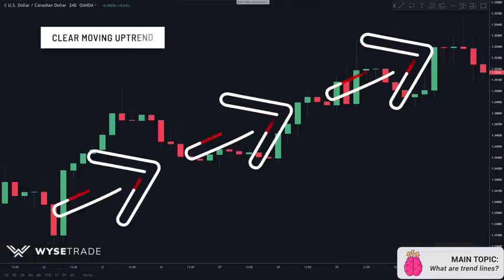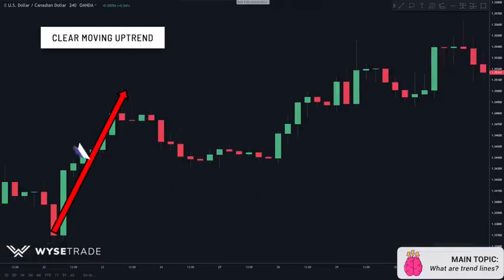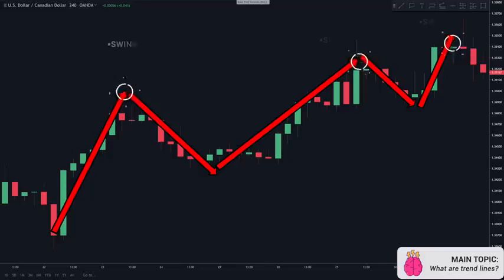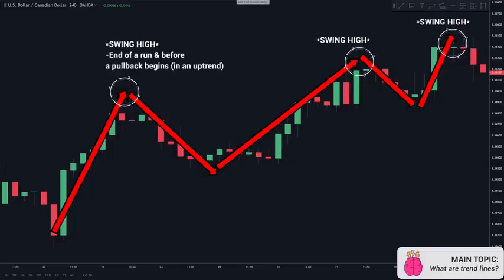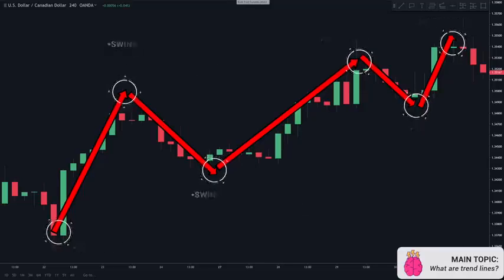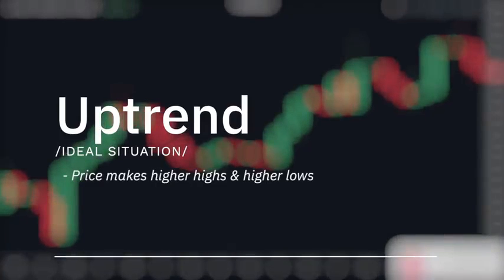Here we have a clear uptrend. We have a run, a pullback, a run, a pullback, and a run. At the top of each run, before the pullback begins, this is what we call a swing high. At the bottom of each pullback, before a run begins, this is what we call a swing low. So what this means is, in an ideal uptrend, price will be making higher highs and higher lows.